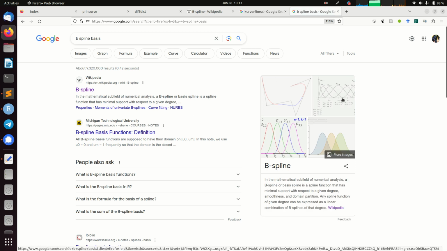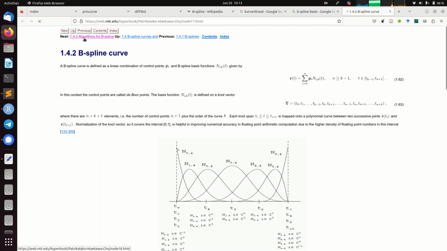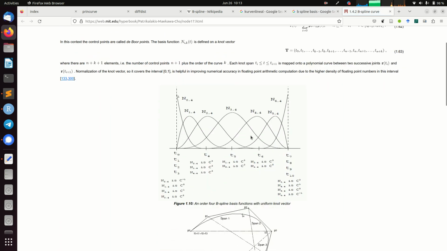Here is a picture of a B-spline basis. You have a number of third-degree polynomials. You see this thing is internally divided into different parts by knots. For example, here's a knot, here's the next knot, here's the third knot. Wherever something starts, it goes to zero or comes out of zero, there's a knot.